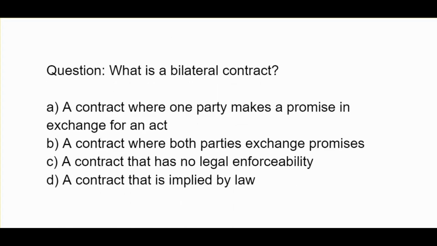What is a bilateral contract? A, a contract where one party makes a promise in exchange for an act. B, a contract where both parties exchange promises. C, a contract that has no legal enforceability. D, a contract that is implied by law.